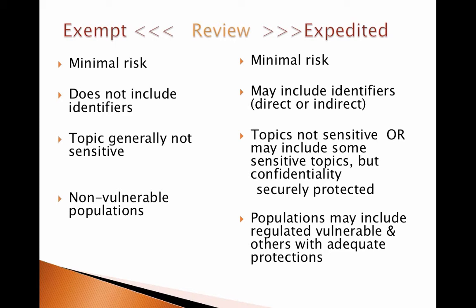The next few slides compare characteristics of exempt and expedited review. Both categories need to be equal to or less than minimal risk. Exempt research does not include identifiers, whereas expedited review research may include identifiers. Exempt research does not involve sensitive topics, whereas in expedited review, if it involves sensitive topics, there needs to be secure means of protecting the data. Exempt research does not involve vulnerable populations, whereas expedited research may involve vulnerable populations, but there must be adequate protections.